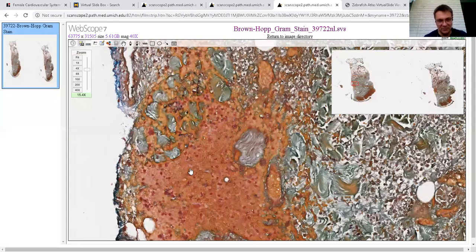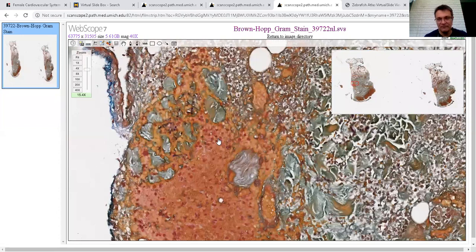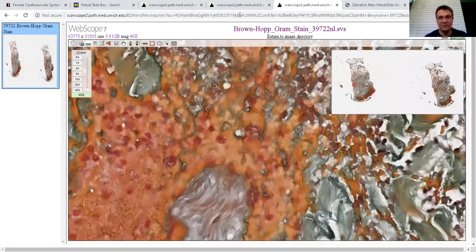They are exactly in the sites of the hemorrhages. So see, that's the bacterial particles. Good.